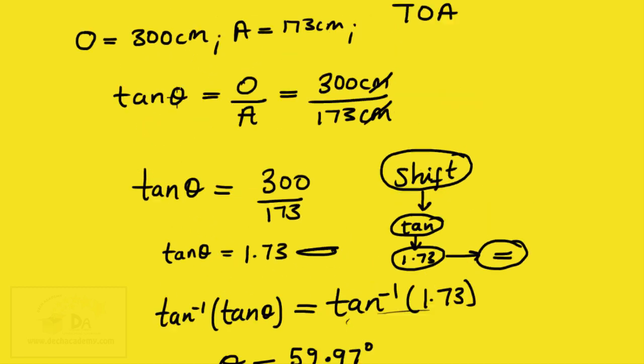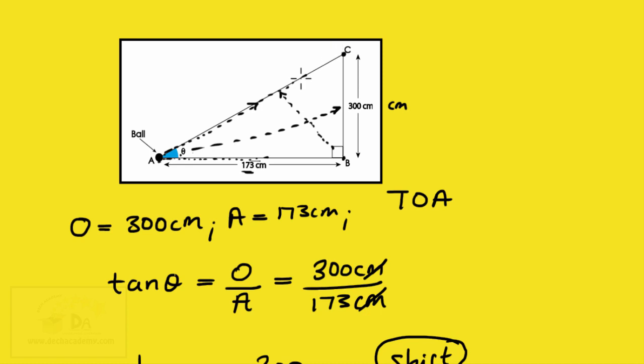So it's the angle of elevation from point A to point C. So you just imagine someone is standing at A and looking at point C.